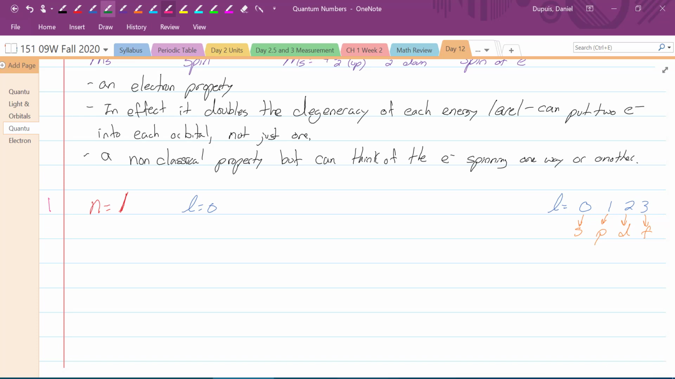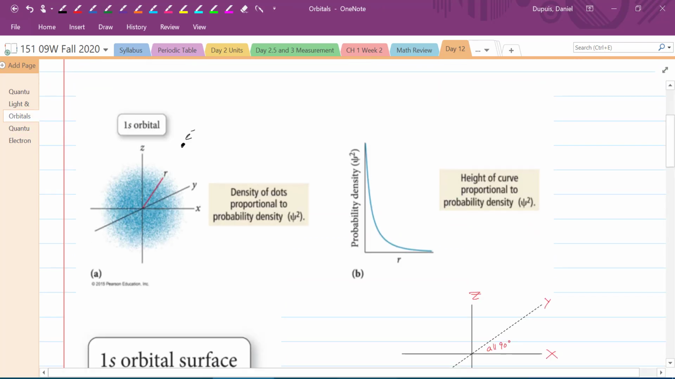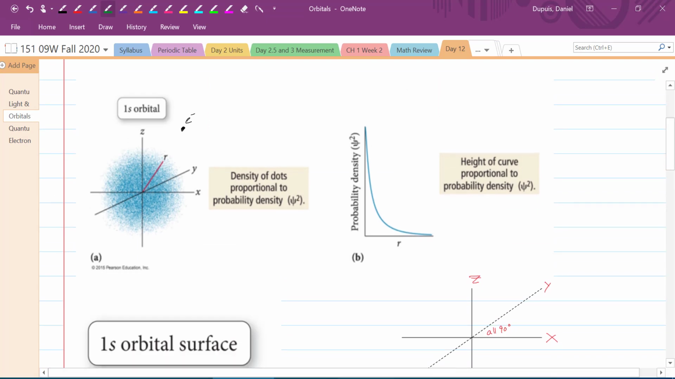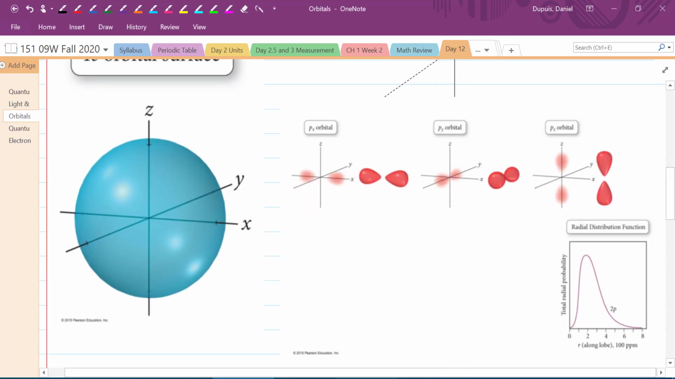And of course, M sub L is just 0, negative L to positive L. There's only one orientation of that one orbital, and that's why it's an S orbital. So if we go back and look at these orbitals here, it comes from this probability density distribution, but it's a sphere. How many ways can you orientate a sphere? It's just one, or I guess infinite. So one orientation.